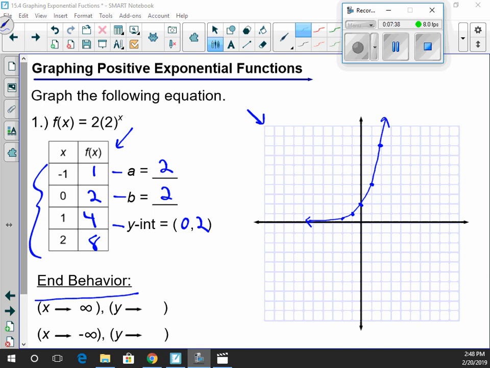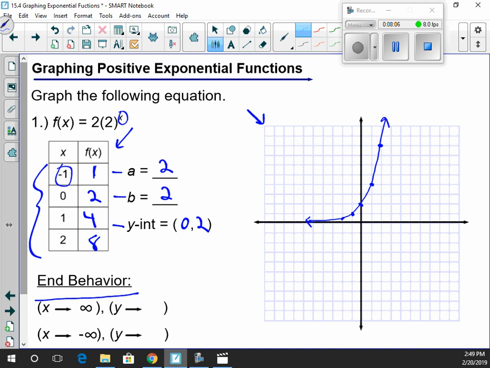All right, hopefully you've had some time to fill out your table and create your graph. If we look at the table here, all I'm doing is taking -1 and substituting that in for x, right? So 2 to the -1st power times 2 will give me 1. Anything to the 0 power, so 2 to the 0 power, if I substitute that in for x is 1, 1 times 2 is 2. If I substitute in 1, I get 4. If I substitute in 2, I get 8.